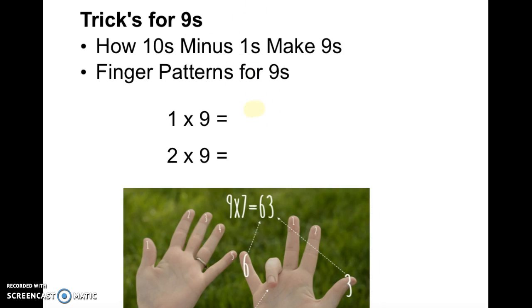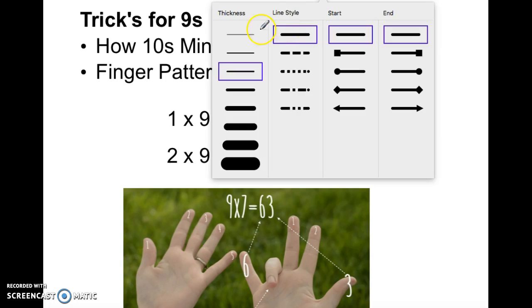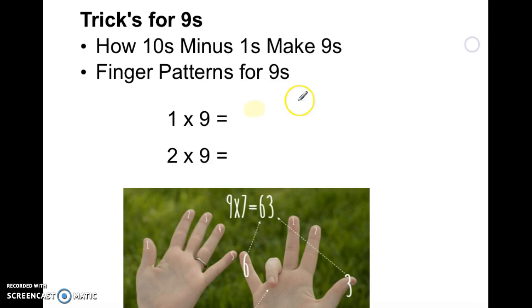Oops. We'll change that to something I can actually write with. Yeah, it equals 9. So how about 2 times 10 equals 20, minus 1 equals 19.